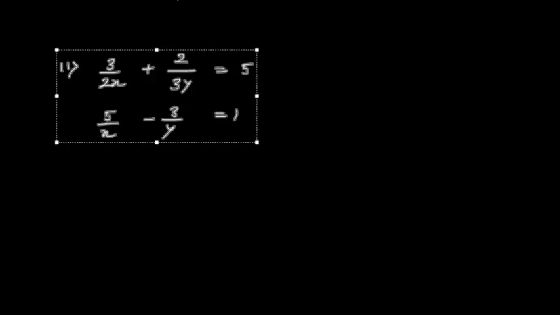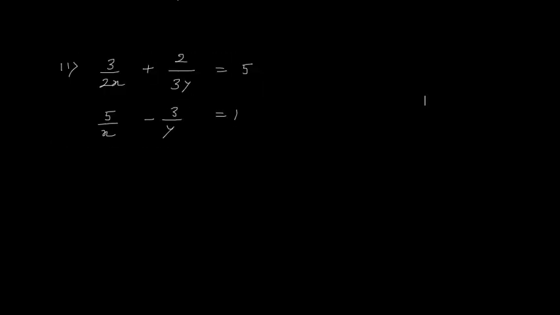Try this problem and then check the solution. So here also you can see that we can put 1 upon x is equal to a and 1 upon y is equal to b. So I will say let 1 upon x be a and 1 upon y be b.